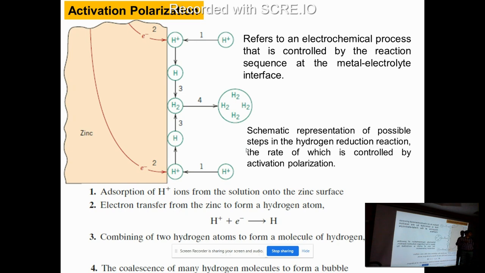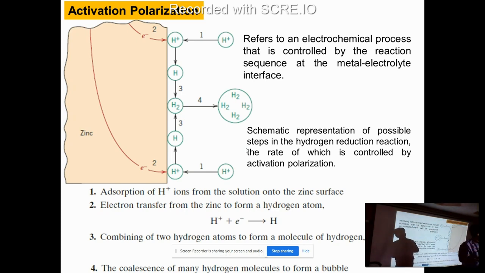So three reactions I told, three steps I told. First step is from bulk to the surface, bulk diffusion. Second step is reaction, H plus plus electron to form H. Third step, H plus H gives H2. Now the fourth important step is, this H2 which is formed on the surface, will it stay on the surface or will it have to go?